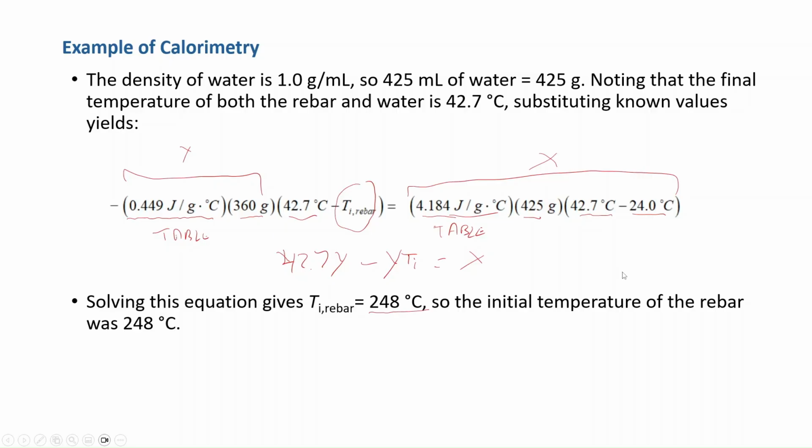Okay? But in every single case, you have actually 8 variables, because you have specific heat of 2 substances, mass of 2 substances, initial temperature, and final temperature of 2 substances. You're going to have 8 variables. They're going to give you 7 and ask you for the 8th. And it's just a matter of algebra to calculate the value of the 8th. Okay?